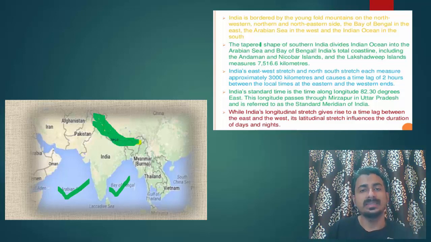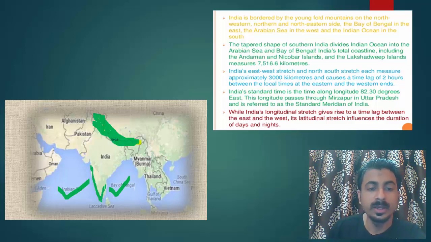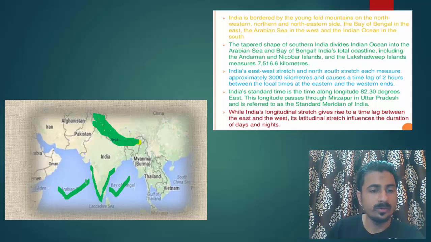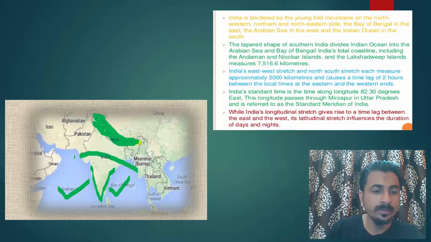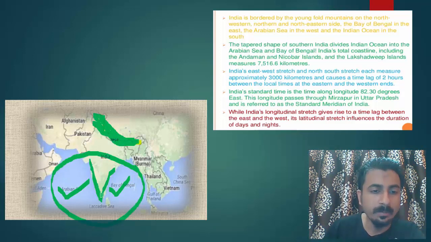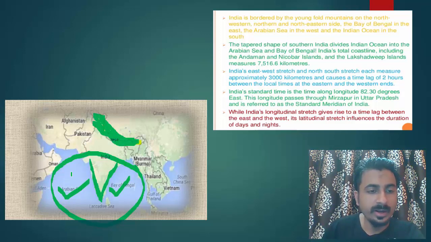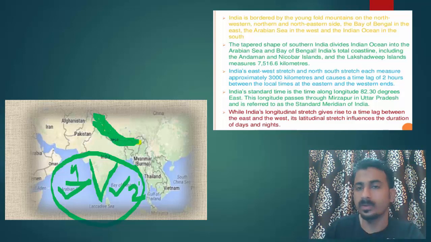Now, it is written the tapered shape of Southern India. Tapered means like this peninsular shape. It divides Indian Ocean. See, suppose if this landmass was not there, then what would have happened? All over the place water would have been there and this whole part would have been called Indian Ocean. But now that land has come in between, so the water body is divided into two parts. This is one and this is two. So now this is called Bay of Bengal and Arabian Sea.